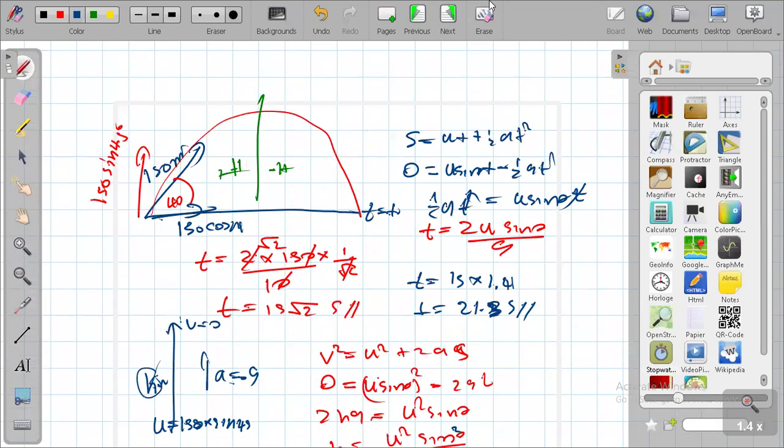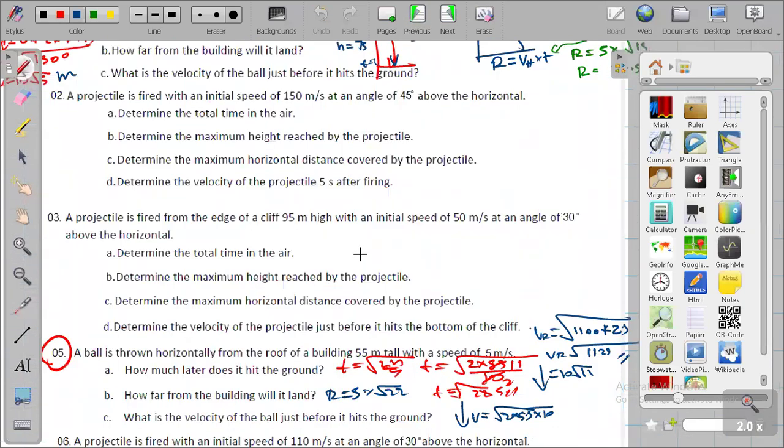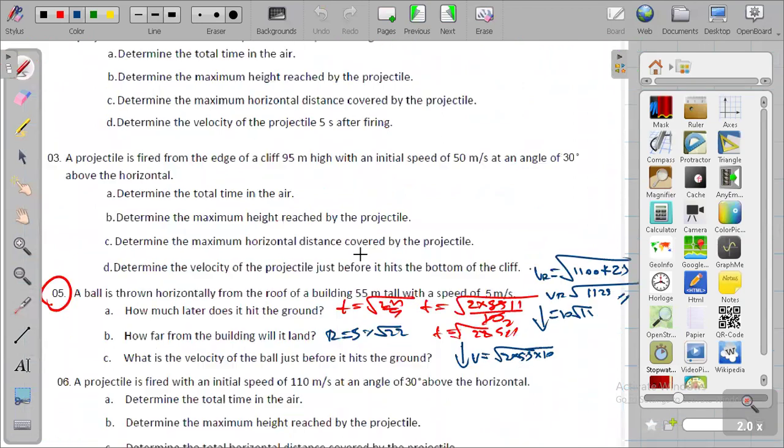I hope you can understand the previous question. Now it is the same similar type of thing. Edge of a cliff which is 95 meters high, with initial velocity 50 at angle above horizontal, determine the total time in the air. Determine the maximum height reached by the projectile. Determine the maximum horizontal distance covered by the projectile. Determine the velocity just before hitting the bottom of the cliff.